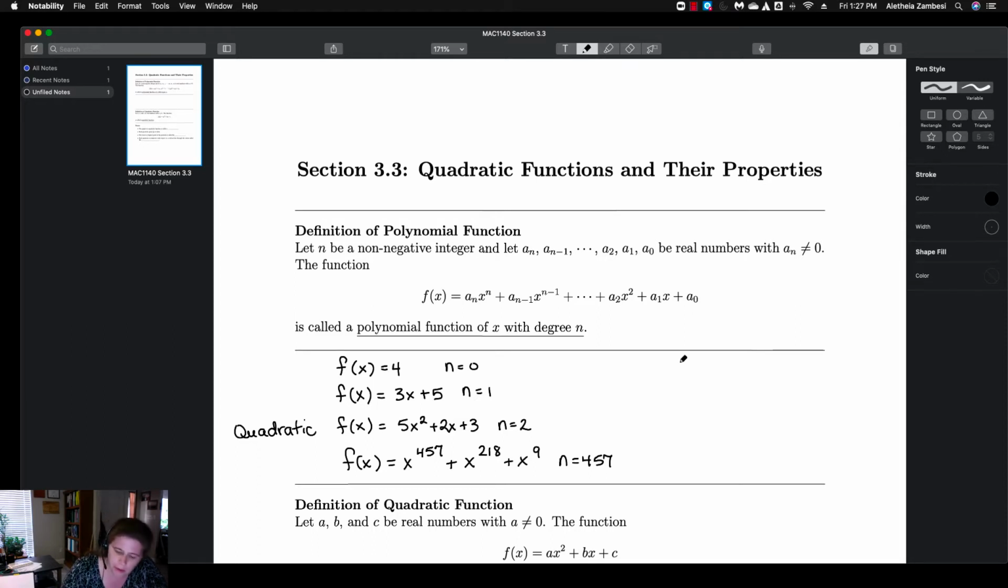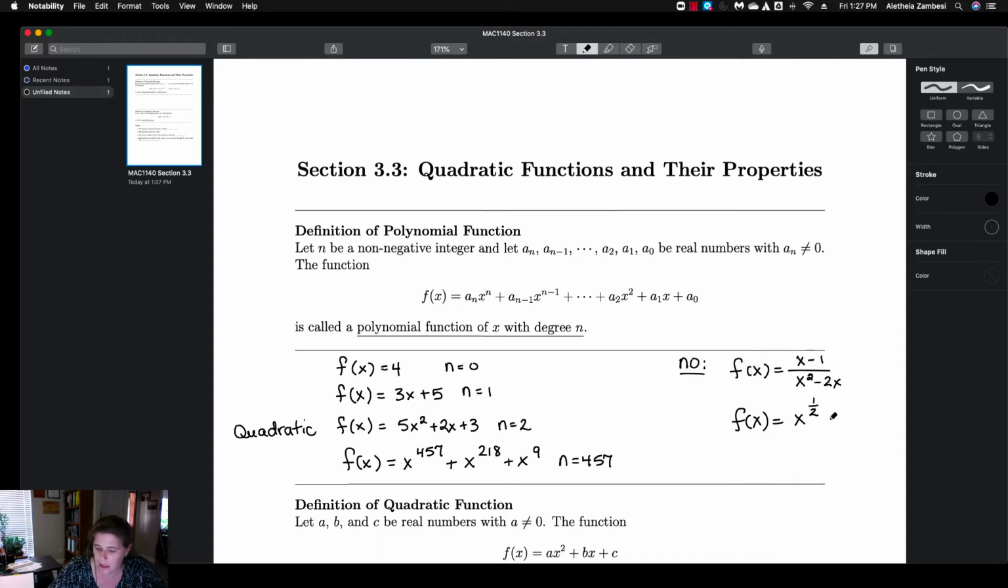Things that are not polynomials are a couple of things. If you have a function with a fraction where x is in the denominator, that's not a polynomial function. So say I have x plus 1 over x squared minus 2x. So this is not a polynomial function. Any function that has a fractional exponent is not a polynomial function. So in polynomials, our exponents have to be non-negative integers. So you cannot have something like x to the 1/2 power. So that is not a polynomial function.